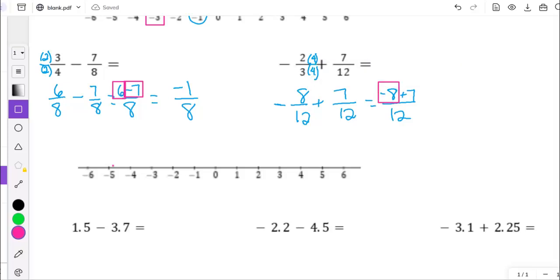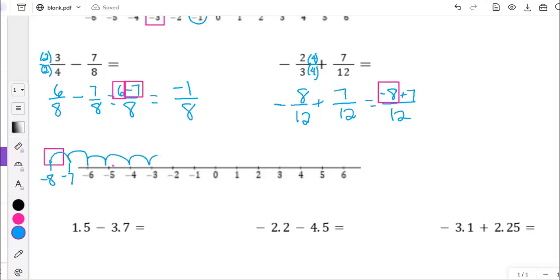Negative 8 is where I start. And then I move to the left 7. 1, 2, 3, 4, 5, 6, 7. And that would be my final answer.